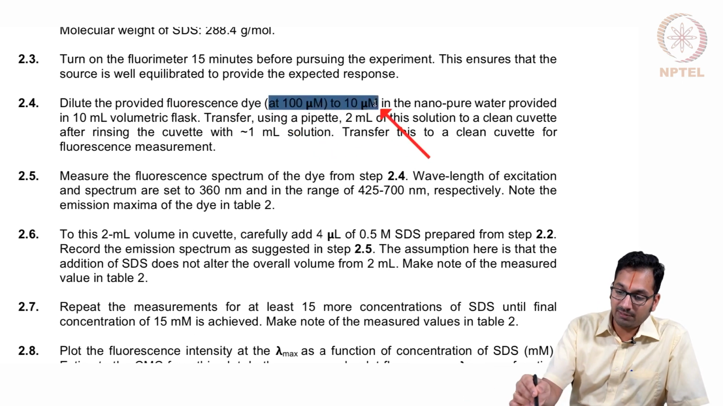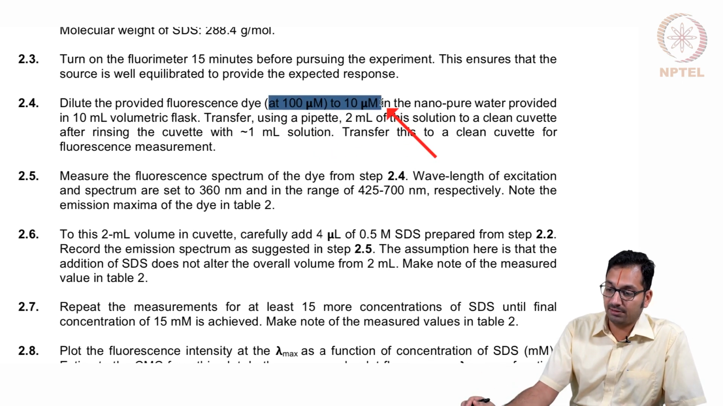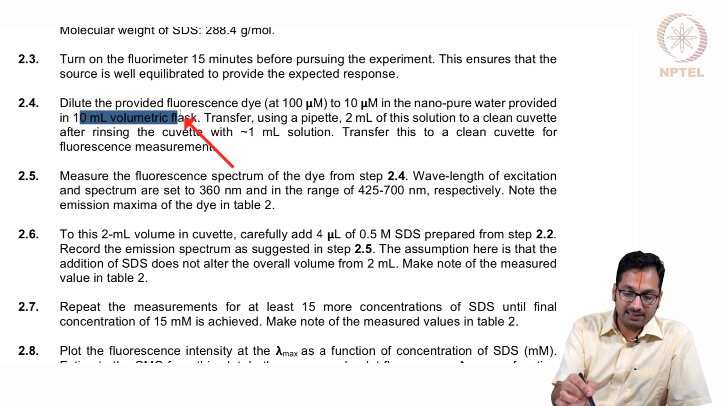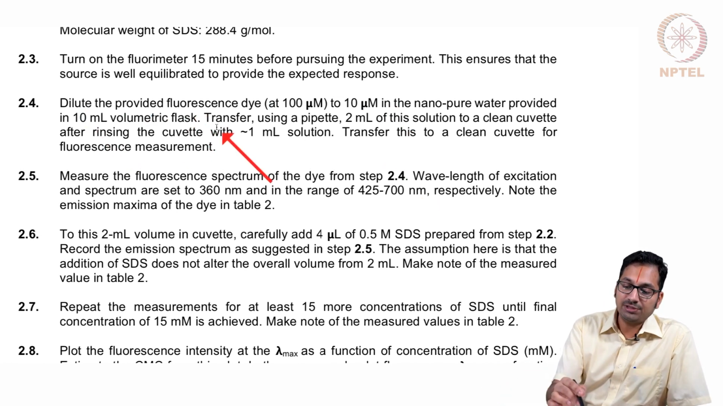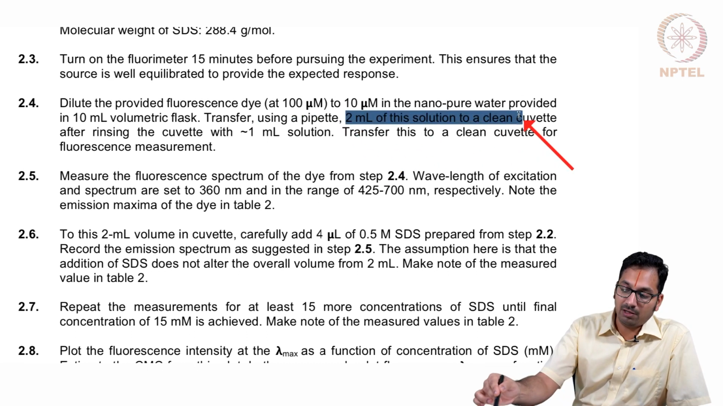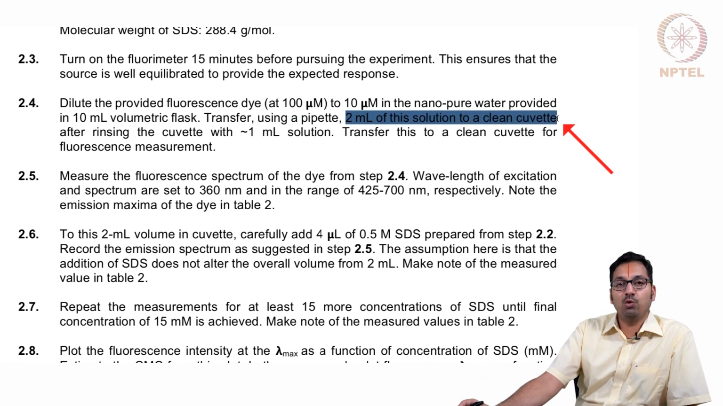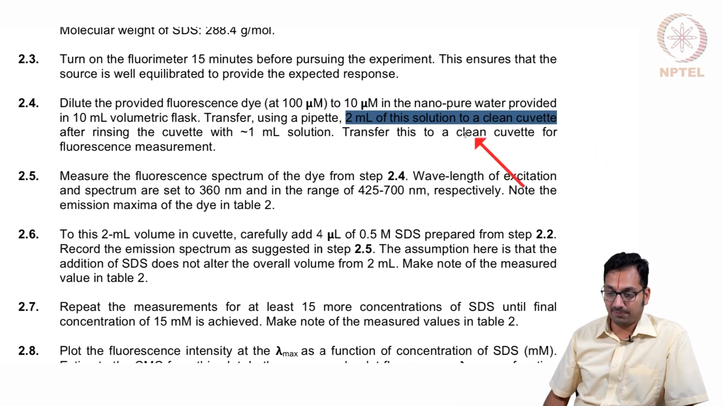So dilute the given fluorescent dye in a given volumetric flask, and then using a micropipette, carefully transfer 2 ml of this solution to a clean cuvette. So why don't we take a look at how this is going to be performed.